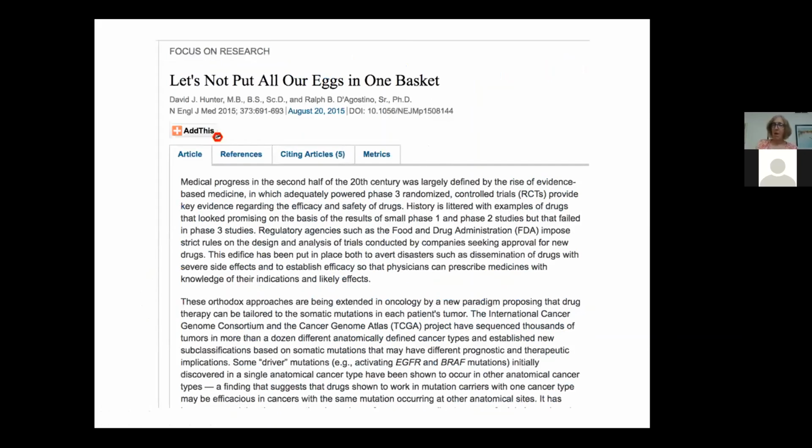So this is the little commentary that was in the perspective section, and it's talking all about, it gives some nice background, and it gives a background on clinical trials, and then it's talking about the new clinical trial approach that's actually being used in this paper.